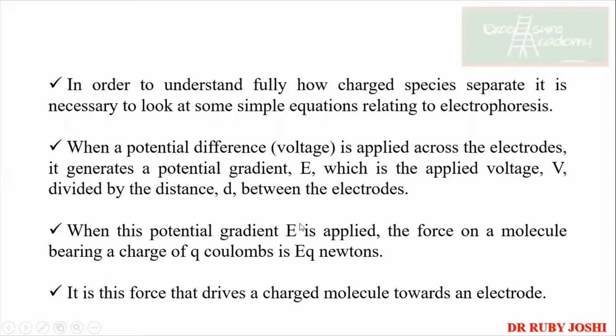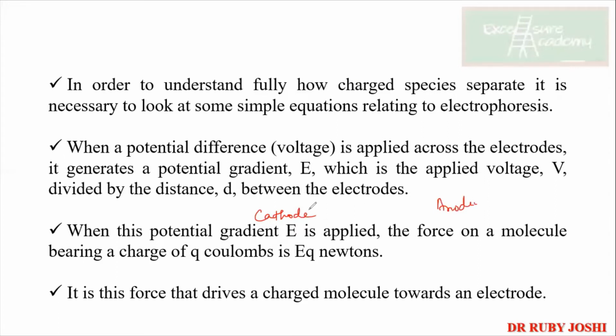Okay. Now, in order to understand fully how charged species separate, it is necessary to look at the simple equations related to electrophoresis. Nothing more than this will be asked, okay? So we have to remember this much. So when a potential difference is applied across the electrodes, it generates a potential gradient. Guys, just let me know if you are not able to follow. So you have the two electrodes, the cathode and the anode.